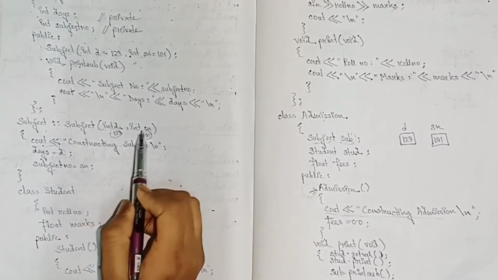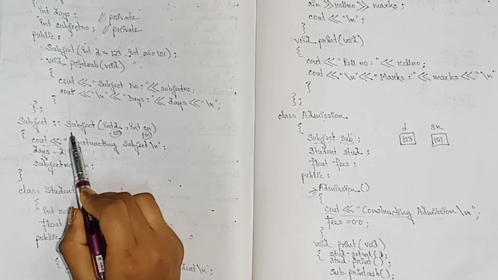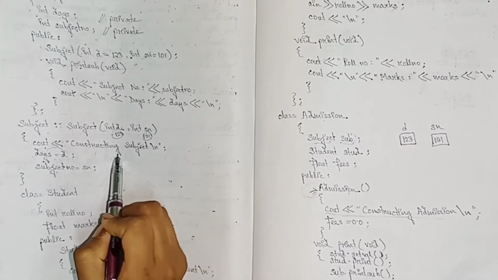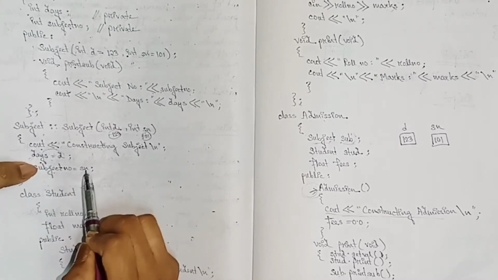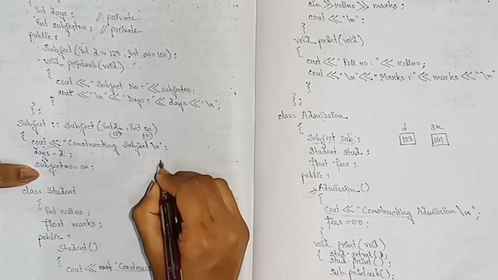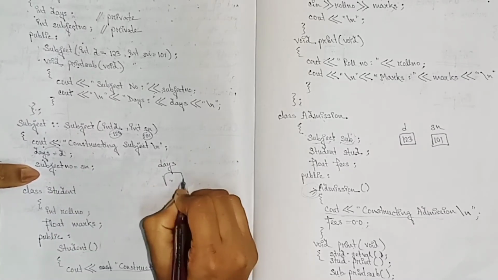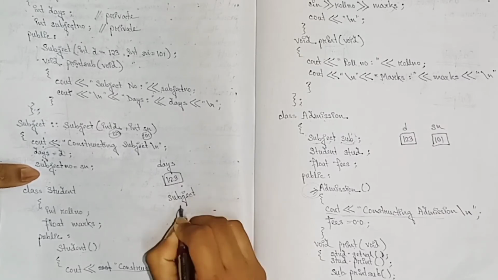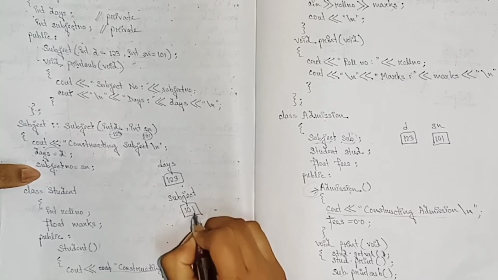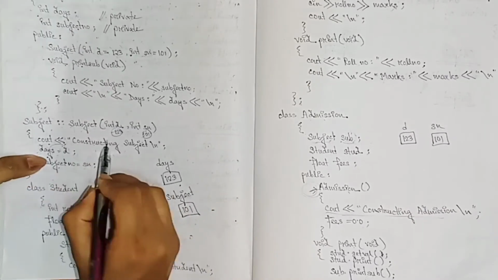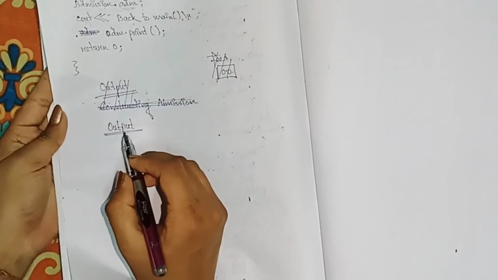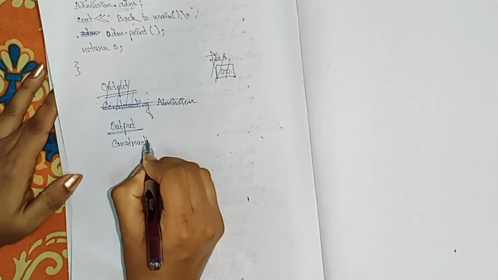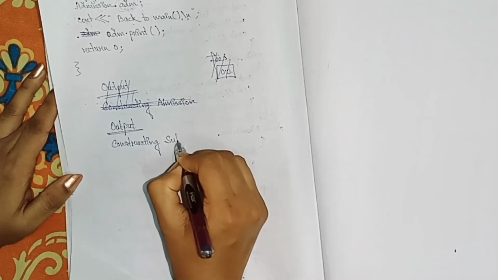Now whenever we have invoked this particular constructor, what is written inside it? Constructing subject. So this will be printed, and D will be passed to days and SN will be passed to subject number. Means days has the value 123 and subject number has the value 101. Okay, now constructing subject, this is the output. So my output will show what? First line, constructing subject. This will be the first line of the output.